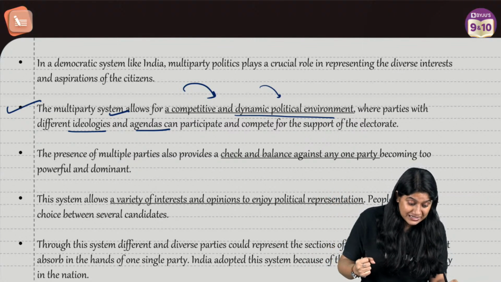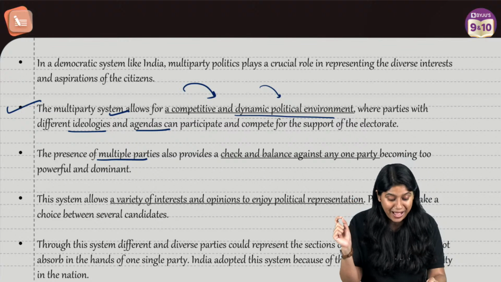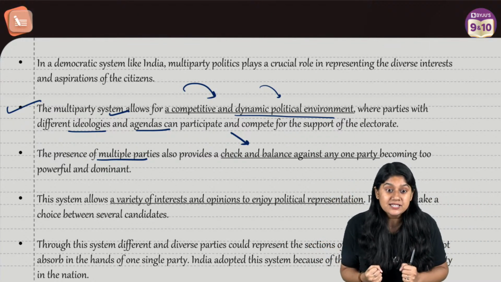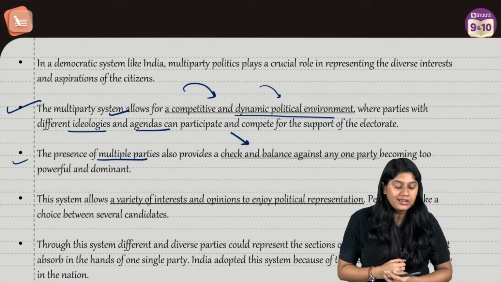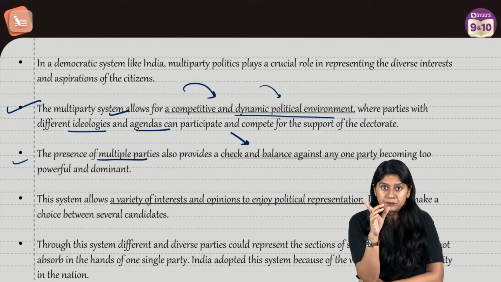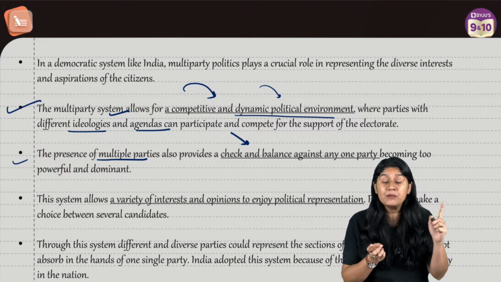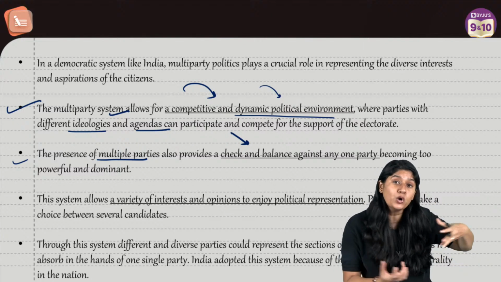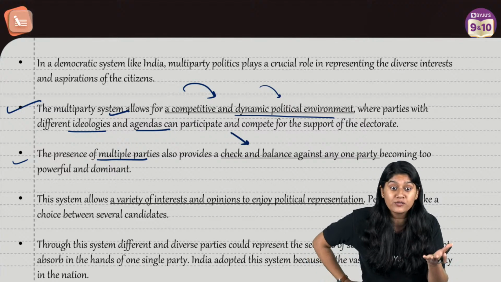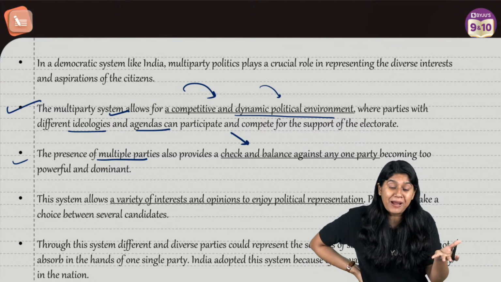Then, the presence of multiple parties also provides a check and balance against one party becoming a supreme power. If we just have one political party, we will not be able to judge whether they are good or bad. Or that one party will gain more and more popularity and strength and start dominating, which is also a very bad thing.